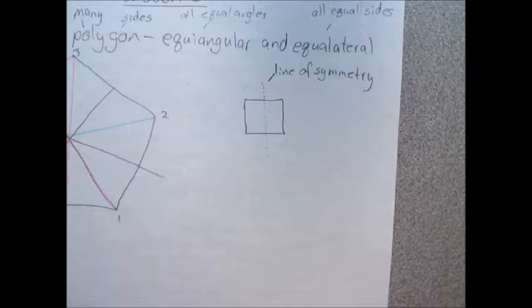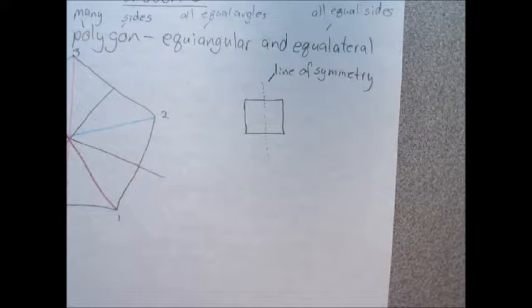Okay? A pentagon also has rotational symmetry. A figure that has rotational symmetry will map onto itself more than once every 360 degrees. So remember what 360 degrees does. It does a full circle, right?